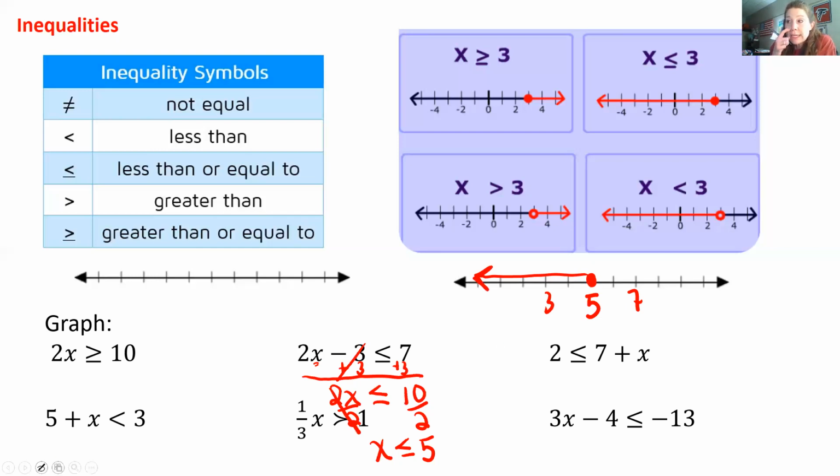All right, you guys try the next 3. Pause the video, try to solve them and graph them, and then come back and check your answers.